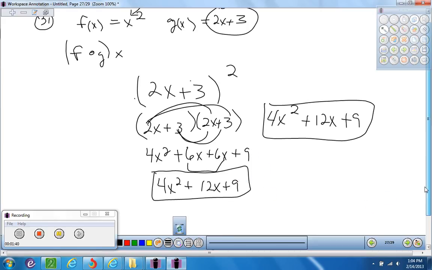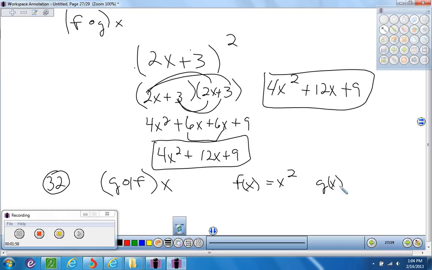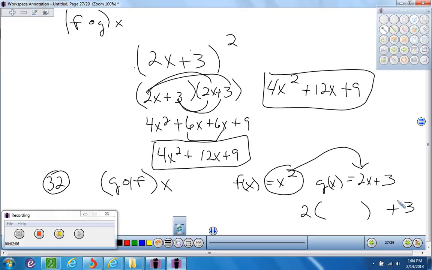Now let's look at 32. We're going the other way. Same functions, but we're told composite. So we want to take the f and plug it into the g. So f of x is x squared, g of x is 2x plus 3. We're going to take this and plug it in here. So it's going to be 2, and all that stays the same. We're just replacing the x with x squared. We don't need parentheses here now because it's just going to be 2x squared plus 3. So when we find composites, we're taking one and plugging it into the other.